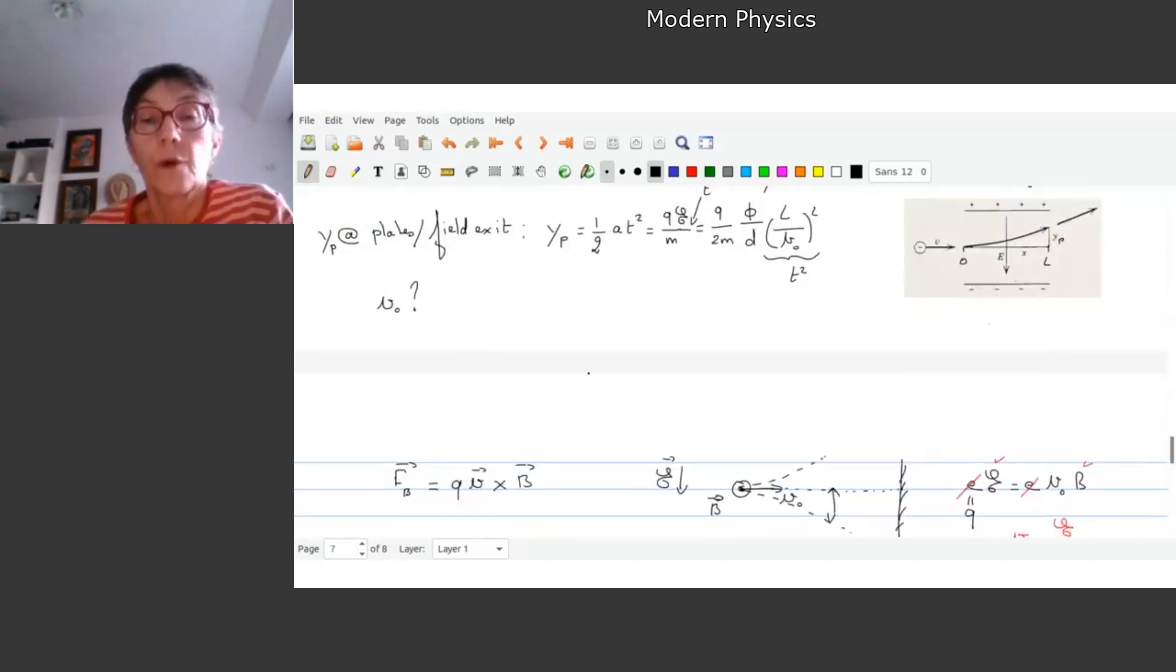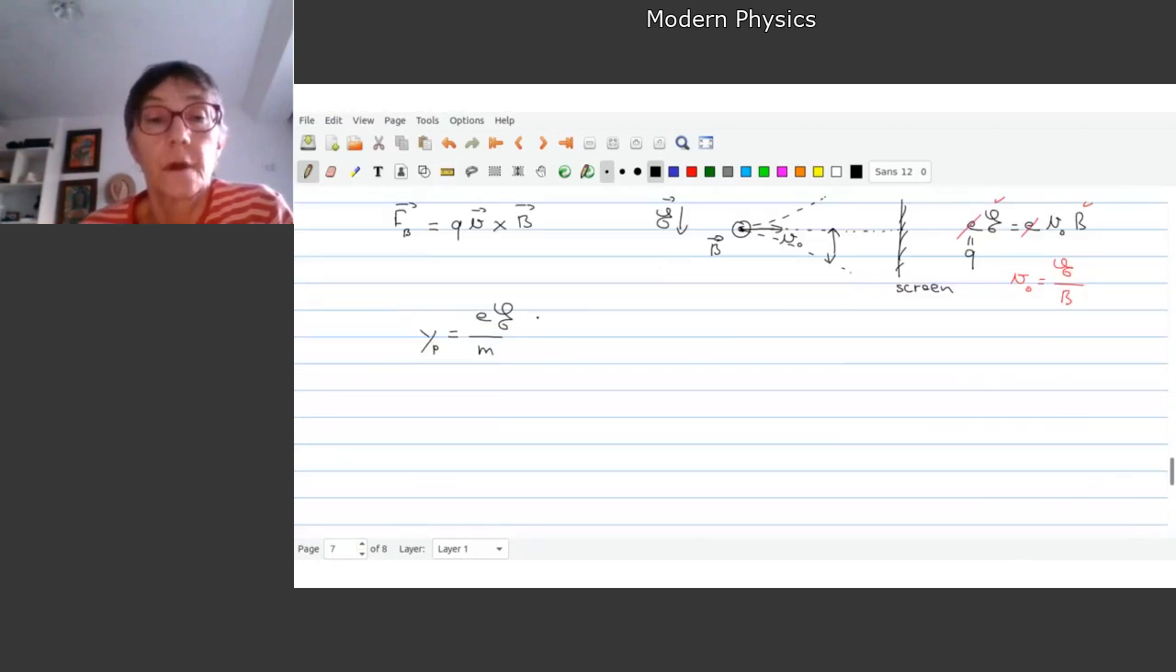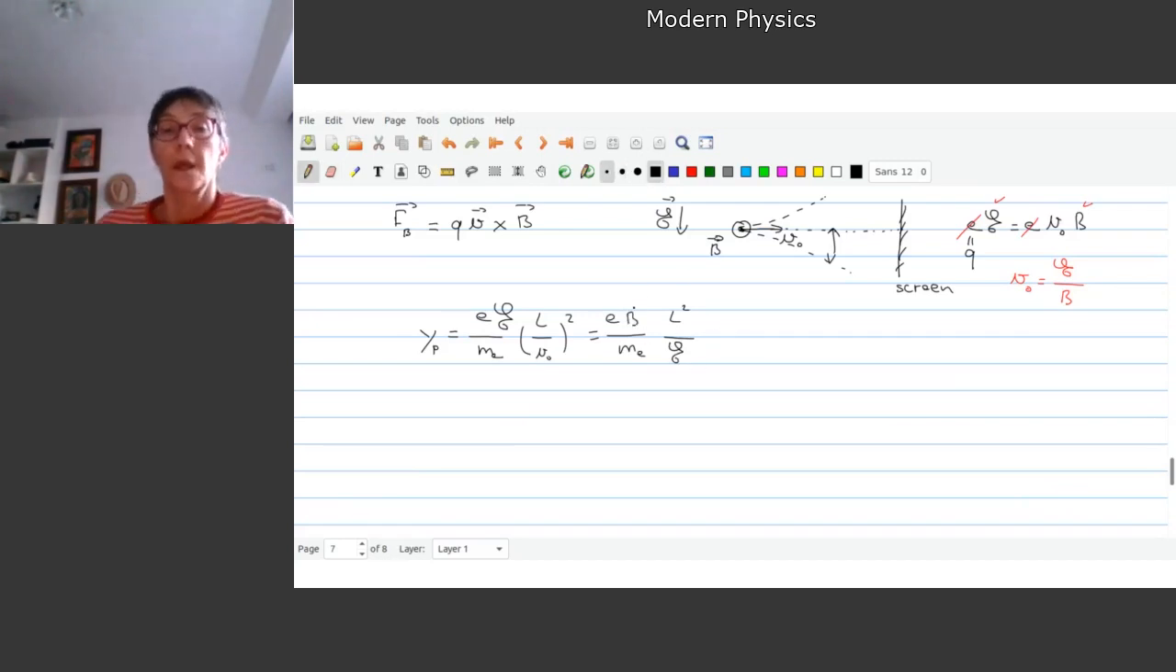Okay, so I want to write it because Q, this is L over V0, L over V0 square, this is E over M, and here I will put the mass of the electron, L square over V0, E square.